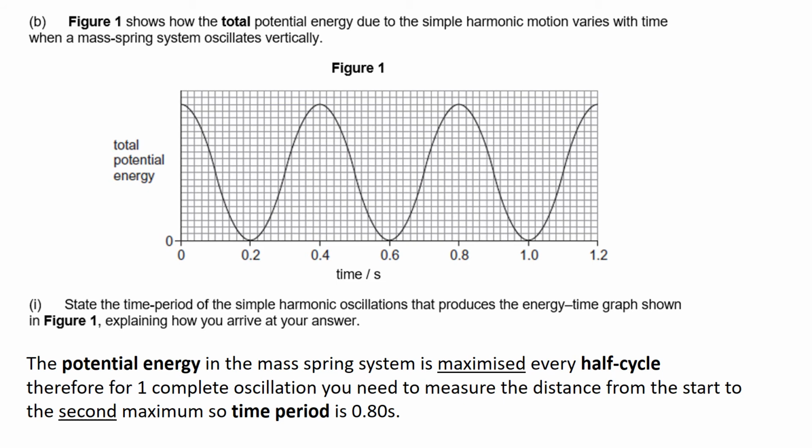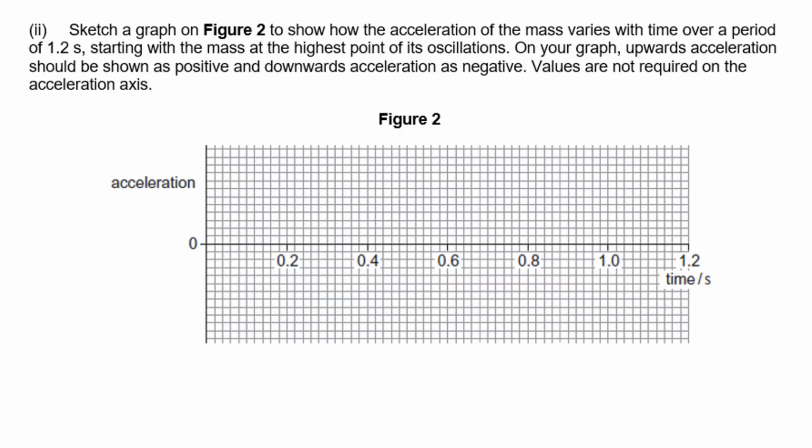You have to think very carefully when you're dealing with energy in SHM. Then, having picked up the time period is 0.8, what we now have to do is sketch a graph of the acceleration against time, and the bit I need to draw your attention to is these two: starting at the highest point and using downward acceleration as negative. So if it's at its highest maximum point, it's going to start moving downwards, which means its acceleration is downwards. So its acceleration must be negative initially. That's the first thing.